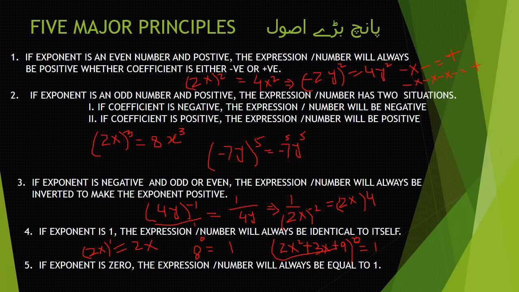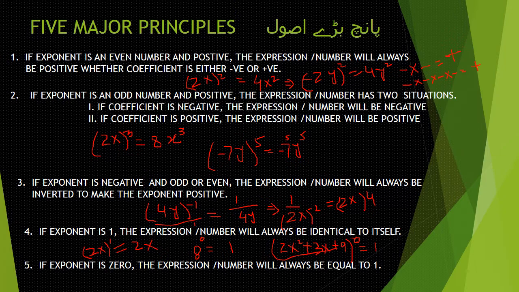Now I am going to tell you about the third rule. If the exponent is negative, whether the number is odd or even, the expression will always be inverted to make the exponent positive. Here I have to give you an example.